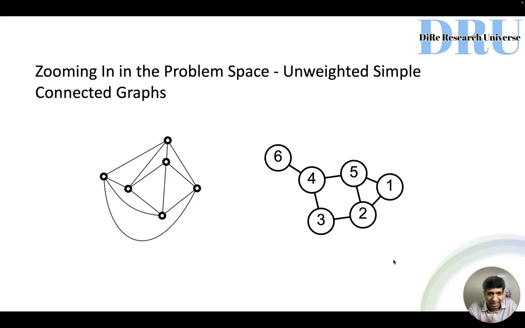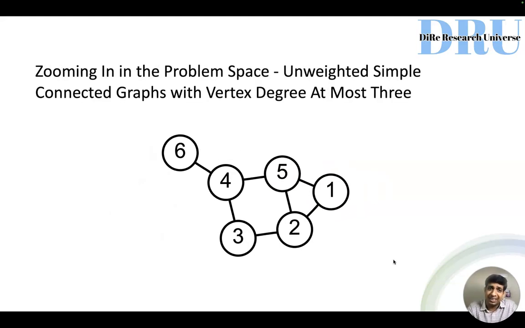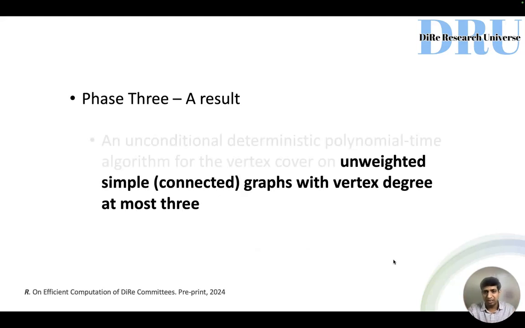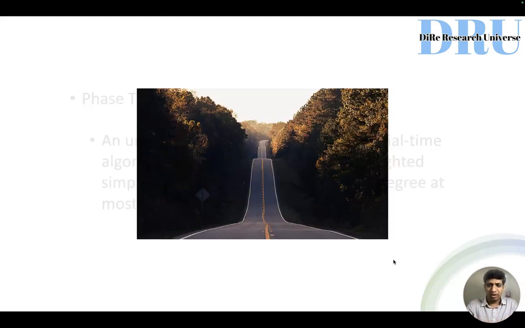But again, giving the leniency to vertices to have as many edges as they wish was becoming a huge headache. So I decided to further zoom in on unweighted simple connected graphs with vertex degree of at most 3. The vertex cover problem on this family of graphs is known to be NP complete, so we still are working on an algorithm for the vertex cover problem, a variant of which is known to be NP complete. Now, the road ahead.